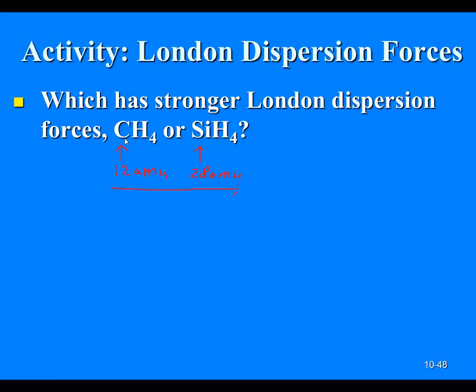For example, as I go from carbon to silicon on the periodic table, I go from period 2 down to period 3. In period 3, we're going to have an extra shell of electrons. Those outer electrons will be held more weakly, and we notice that the electron cloud will distort more readily, so the dispersion forces will be stronger in that case. So I can make some general predictions there.